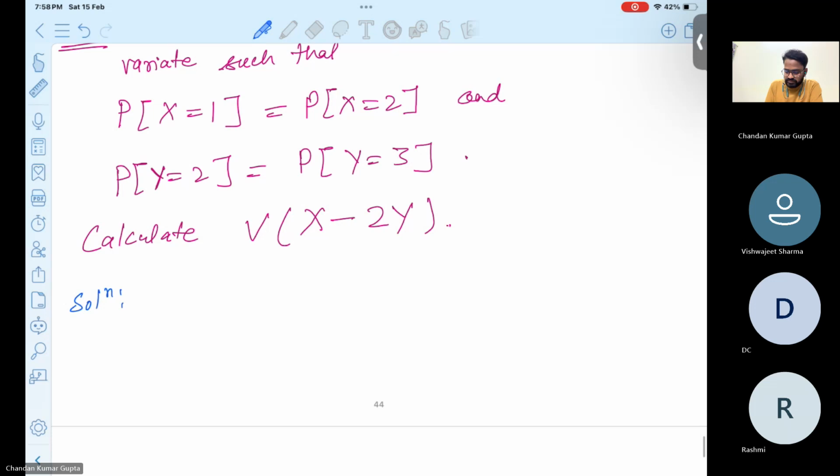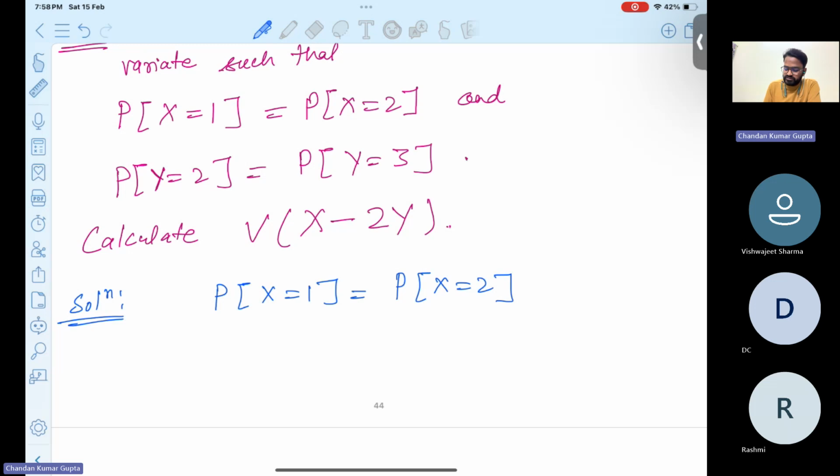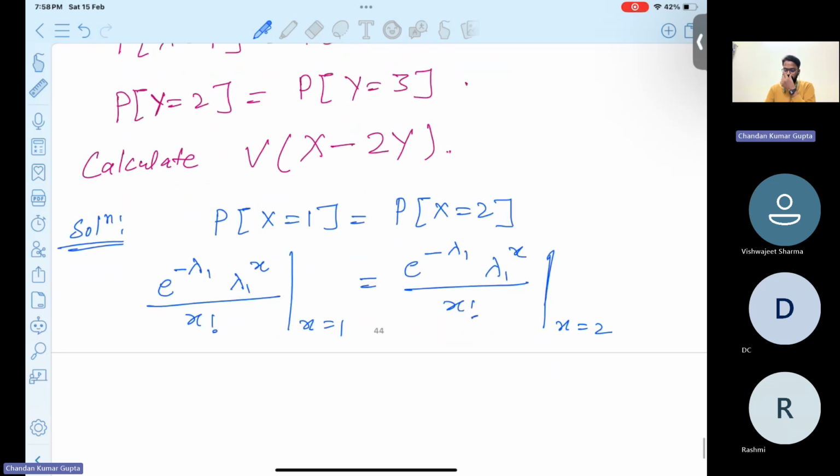Okay, let's solve this. Since we are given probability that X equal to 1 equals probability that X equal to 2, and these are random variables, for X let me write lambda 1 and for Y lambda 2. It is e to the power minus lambda 1, lambda 1 to the power X upon X factorial at X equal to 1, and in a similar manner at X equal to 2. Here you see that e to the power minus lambda 1 cancelled out, because it is independent of X.